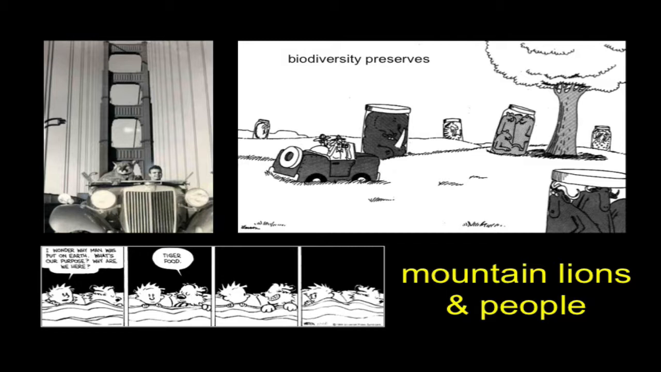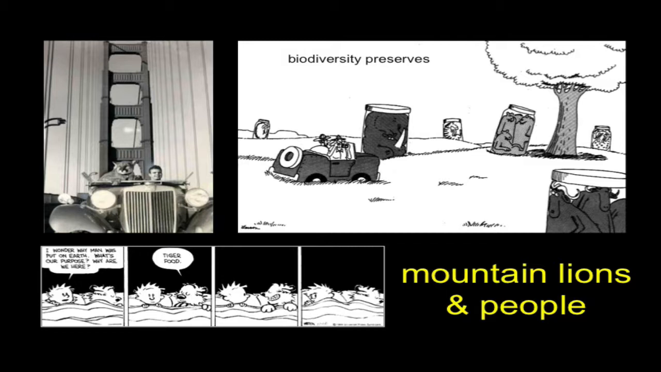This is a Calvin and Hobbes cartoon, and these guys are in bed. The cartoon reads, "I wonder why man was put on Earth. What's our purpose? Why are we here?" And then Hobbes wakes up and says, "Tiger food," and then smiles and goes back to sleep. So this notion of threat, this notion of why are we here? We're here to kill you humans, right?